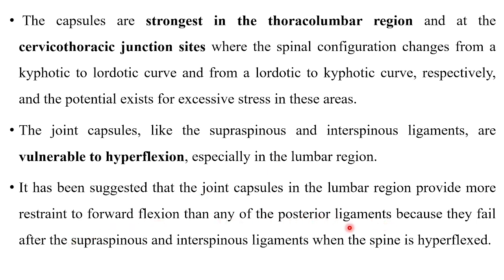posterior ligaments because they fail after the supraspinous and interspinous ligaments when the spine is hyperflexed. So when the spine is hyperflexed, these two ligaments will fail first, and after that, the joint capsules will fail. So these three structures, the joint capsule, supraspinous ligament, and interspinous ligament, are the primary restraints for hyperflexion, or in another sense, hyperflexion will be prevented by these three structures.